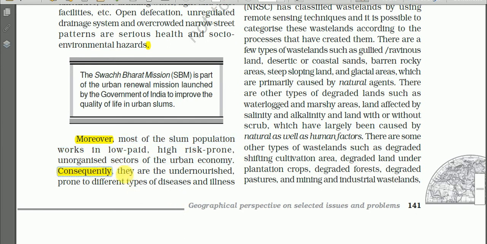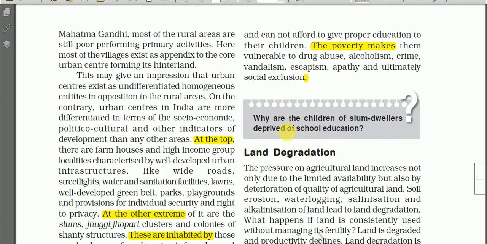Consequently these slum dwellers are undernourished. The children and the slum dwellers are undernourished, prone to different types of diseases and illness, and cannot afford to give proper education to their children. So this is another problem of slum dwellers. Poverty makes them vulnerable to drug abuse, alcoholism, crime, vandalism, escapism, apathy, ultimately social exclusion. So these are the different psychological problems of slum dwellers.